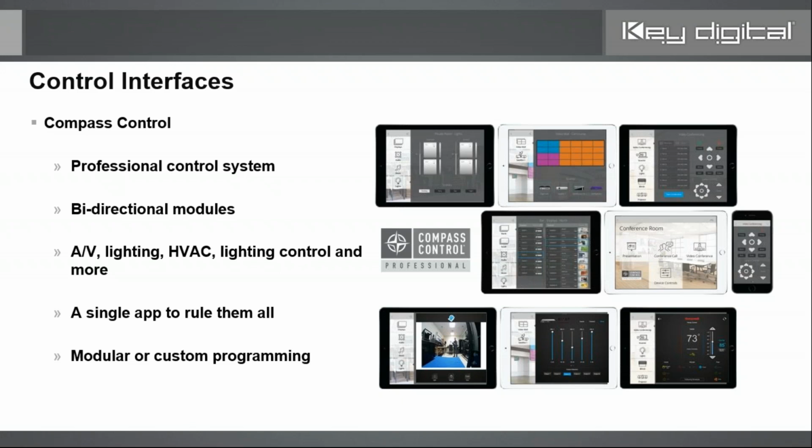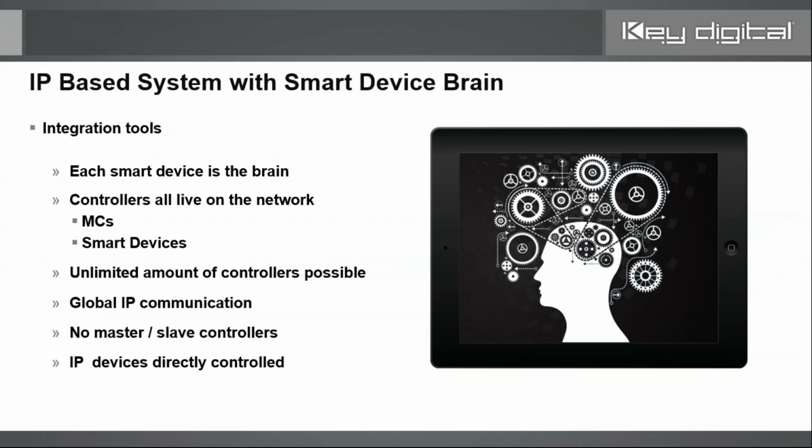so that you could learn how to do the Compass Control system, which is going to be anytime you go beyond just your KeyDigital control, go beyond to control third-party devices like AV, lighting, HVAC, and more within a single app. What people liked about the Compass Control system is that it's using the iOS device as the brain. The benefits for that are that your controllers, master controllers, and tablets all live on the network, which makes an unlimited amount of controllers possible.